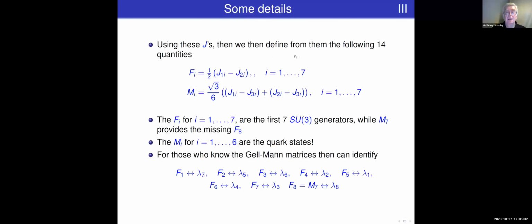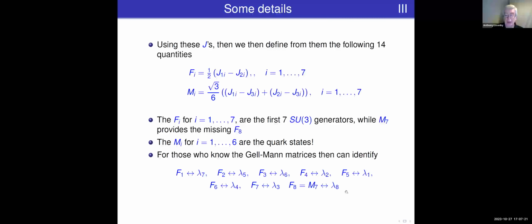What we're doing here, though, is now we define from these J's the following 14 quantities. The F_i is a half J_1i minus J_2i, i equals 1 to 7. M_i is this different set of differences added together for i equals 1 to 7. And the F_i for i 1 to 7 are the first 7 SU3 generators, while M_7 provides the missing F_8 for the 8th SU3 generator. The M_i left over, there's 6 of them. Once we've used M_7 this way, we can use them to define quark states. And here's the equivalence with the Gell-Mann matrices. This shows how they line up. F_8, which is M_7, is the same as the 8th Gell-Mann matrix.